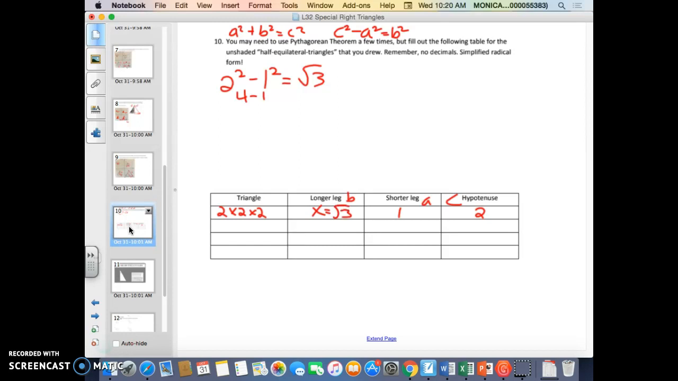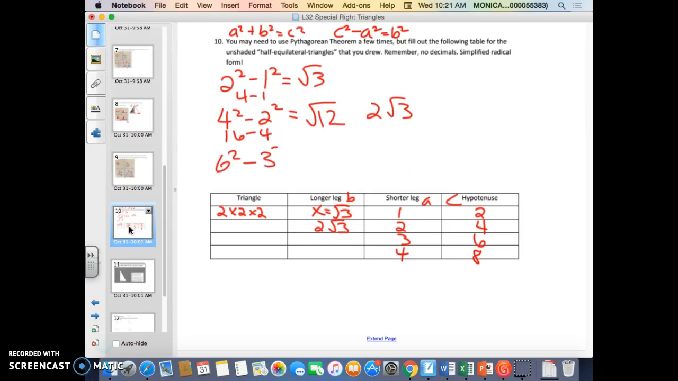In the second triangle, you don't know the longer leg, you know the short leg is 2, and you know the hypotenuse is 4. This is 3, 6, and this is 4, 8. Okay? So in the second case, you're going to do 4 squared minus 2 squared, which equals 16 minus 4, which is the square root of 12. And earlier we learned that that would be 2 square root of 3. And then we're going to do 6 squared minus 3 squared, which is 30.